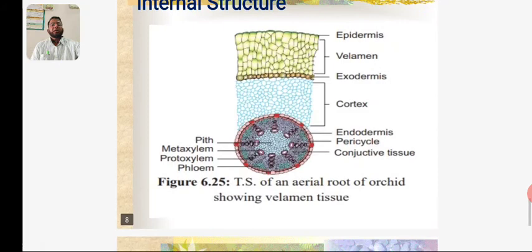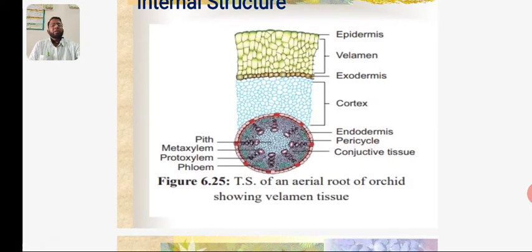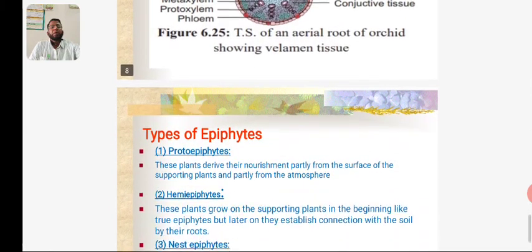Then the internal structure, as we have discussed here. So this is a diagram. First is the epidermis. Epi means above, derma means skin. The velamen tissue, as we have discussed, is very spongy and absorbs moisture from the atmosphere. Exodermis is next to the velamen tissue, then cortical tissues. Endodermis, then pericycle, and the vascular region. Vascular bundles are there, metaxylem and protoxylem, and phloem. So these are in the velamen tissues of the orchid.